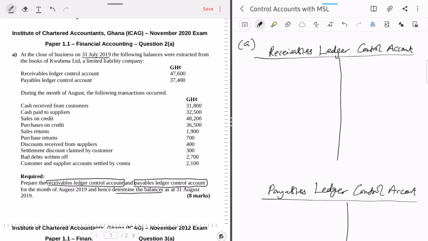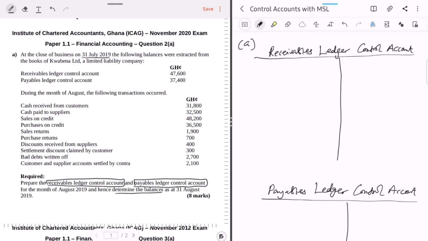Now let me make life easy for all of us. The receivables ledger control account, see it as an accumulation, a summation of all your receivables. Or to make life even easier if you're a beginner, see it as a summation of all your debtor balances, all the people who owe you. So if as a business you have 20 people who owe the business, when you sum up all their individual debtor accounts, the sum should be what you find in the receivables ledger control account. Because the receivables ledger is an accumulation of all your receivables.